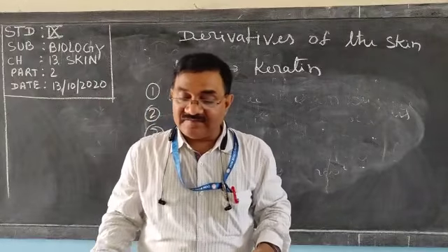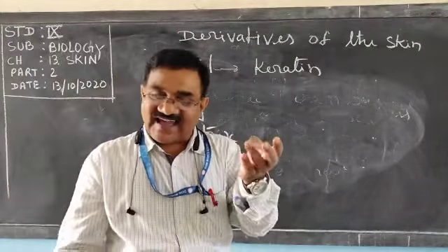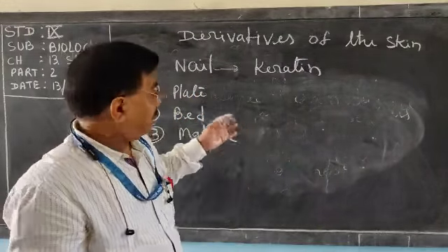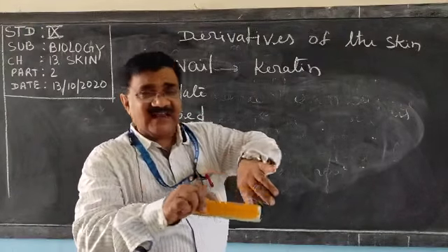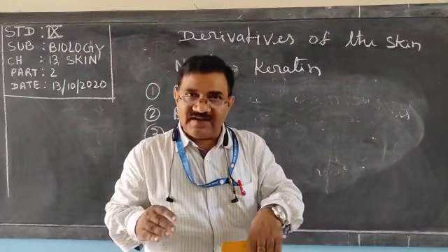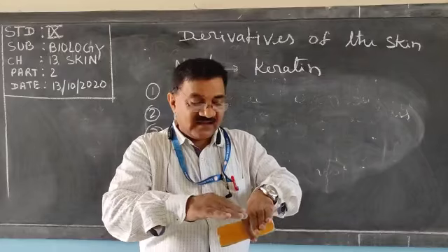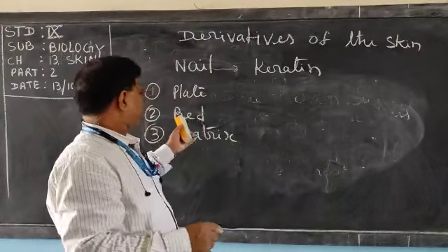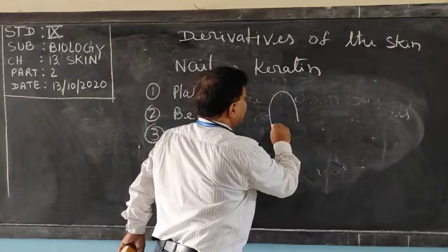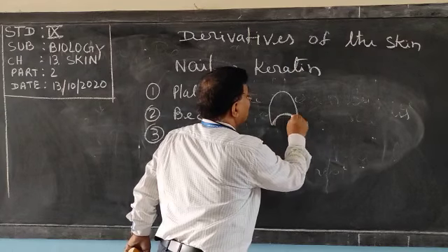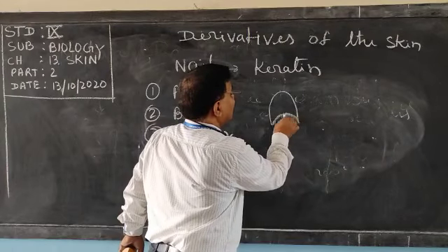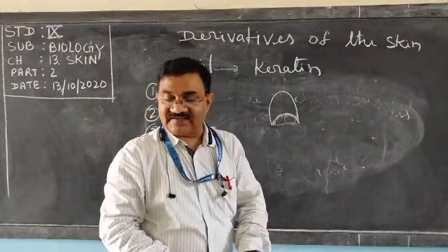It is a keratinized cell and it lies on the nail bed. Just below the nail plate lies the bed: above is the nail plate, and below that is the part of the skin, which is the bed. And suppose this is a nail, here you can see a moon-like structure. This part of the nail is called the matrix.